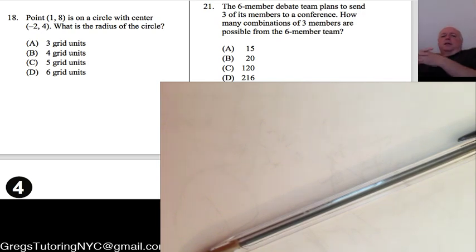So the 6-member debate team plans to send 3 of its members to a conference. How many combinations of 3 members are possible from the 6-member team?